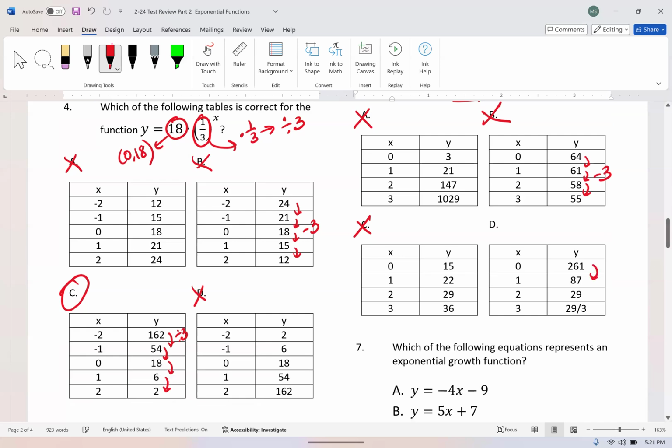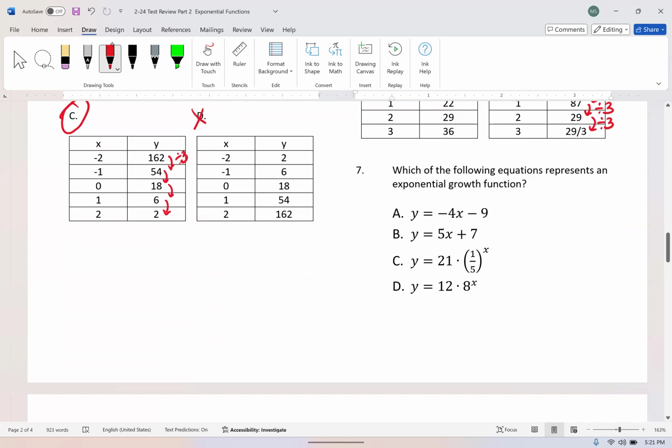All right. And then on D, if we divide by 3, 261 divided by 3 is 87. 87 divided by 3 is 29. 29 divided by 3 is 29 thirds. So D is the correct answer.